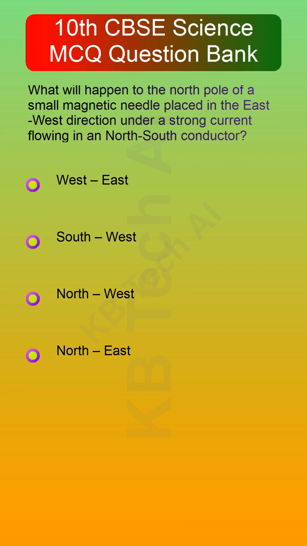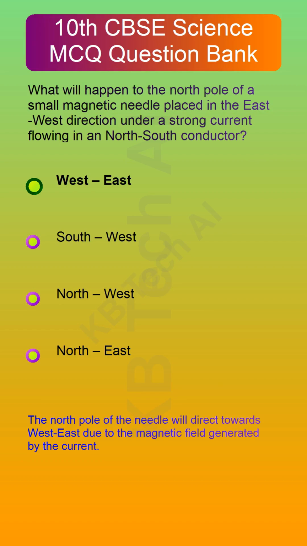What will happen to the north pole of a small magnetic needle placed in the east-west direction under a strong current flowing in a north-south conductor? Option 1, west-east, option 2, southwest, option 3, northwest, option 4, northeast. The answer is, option 1, west-east.